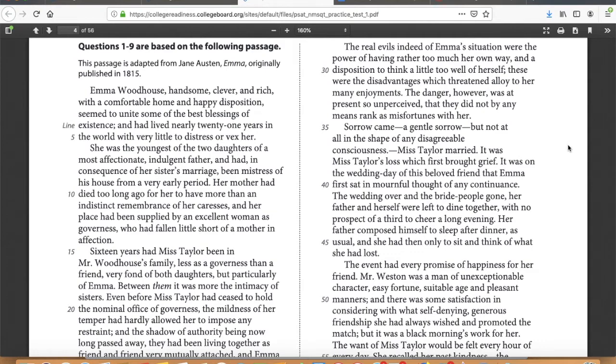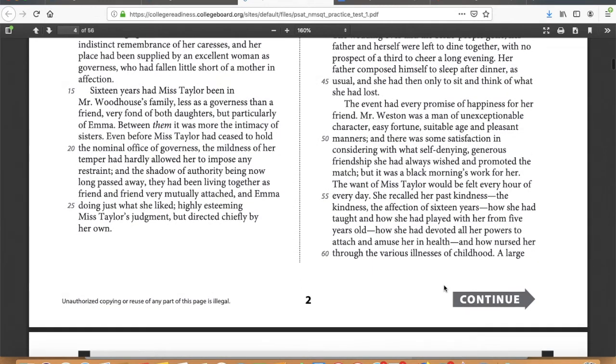And it says her father composed himself to sleep after dinner. You know what composed means here? Composed himself to sleep? Like to make yourself? Yeah, I mean, just got ready for bed. He composed himself to sleep after dinner. Yeah, and then she's alone, and she has only to sit and think about what she had lost. So she's lonely. Does that make sense? Yes. Okay, that's not too bad. Let's keep reading. Okay.